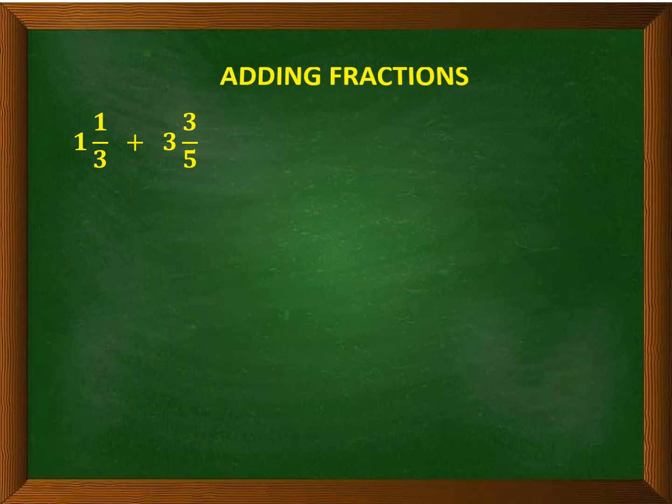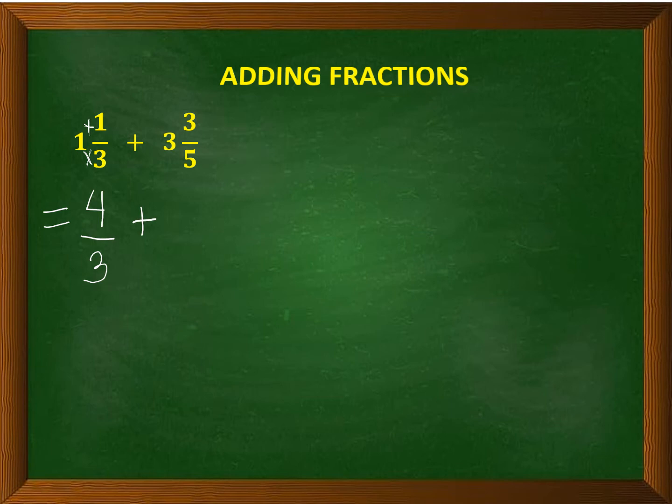All right, so the first way that I'm going to teach you is to change these mixed numbers first to improper fractions. So how do we do that? Let's change 1 1/3 to an improper fraction. So we multiply the denominator by the whole number. 3 times 1 is 3. Then we add the numerator. 3 plus 1 is 4. Then we will just copy the denominator. So 1 1/3 is 4/3. They are just the same.